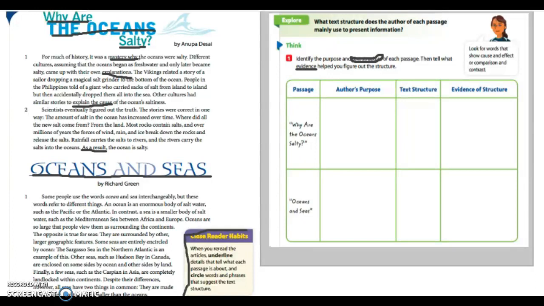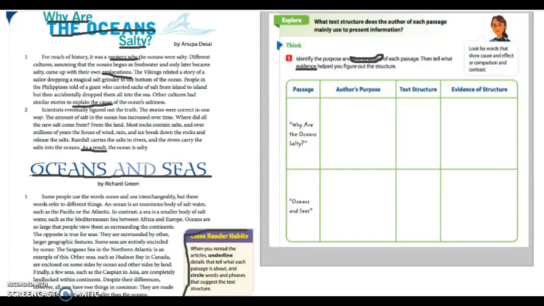Other seas, such as the Hudson Bay in Canada, are enclosed on some sides by ocean and some sides by land. Finally, a few seas, such as the Caspian in Asia, are completely locked in by continents. Despite their differences, however, all seas have two things in common. They are made of salt, and they are smaller than oceans.